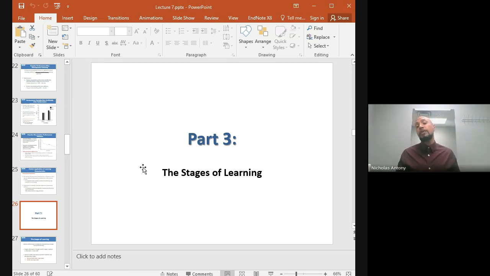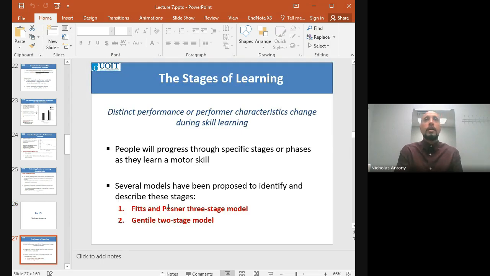So now let's talk about the different stages of learning. Now, we talked about the Fitts and Posner model of learning, the 3-stage model. In the initial lecture, I had a video and they described the stages of learning. I think we talked about it later on in that lecture as well. And then Gentile, remember Gentile's taxonomy? That group developed a 2-stage model of learning. So there's 2 different models to describe the stages of learning, and they're both similar and talking about different things.